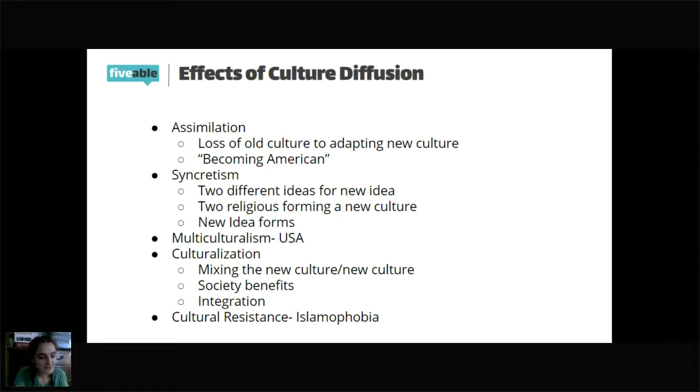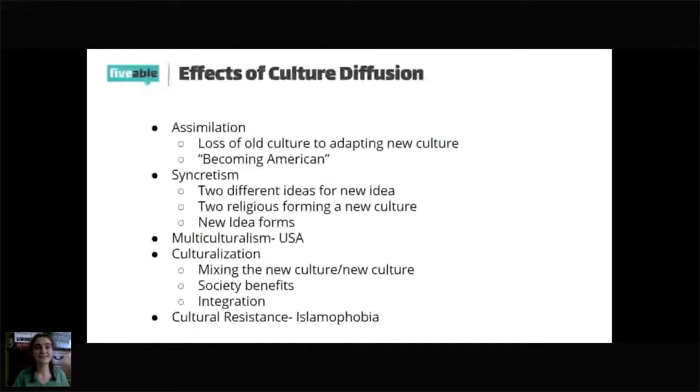And multiculturalism is basically the existence of multiple cultures, and the USA is a great example of that. We have so many cultures here, so many countries, because this country was built on immigrants from different cultures: European countries, South Americans, the Asian continents, Middle East, whatever that is.